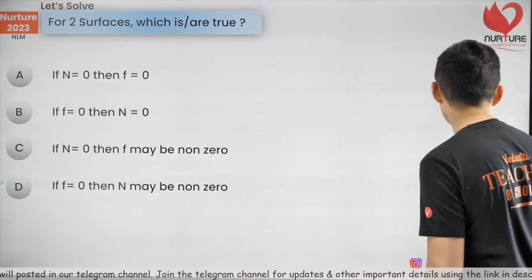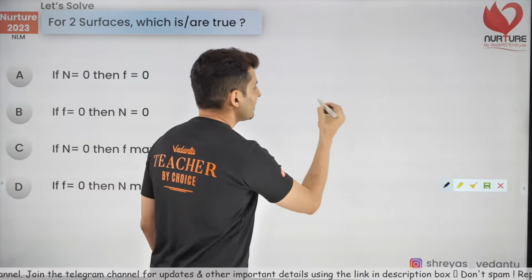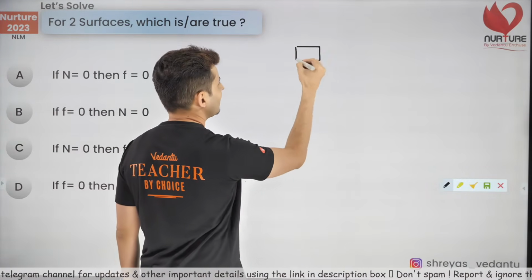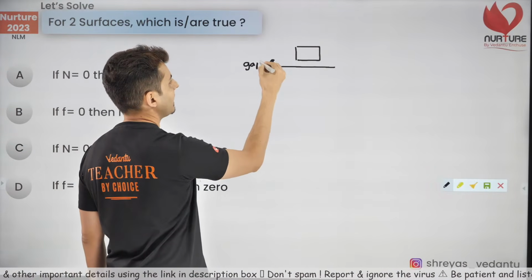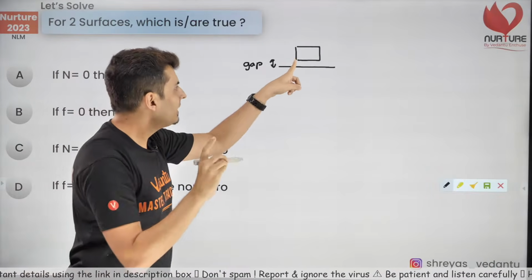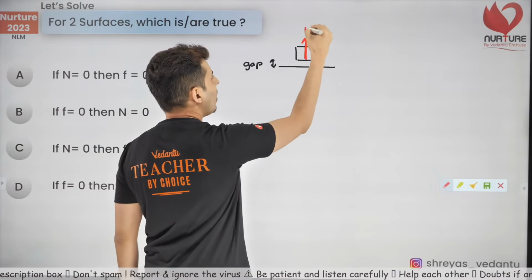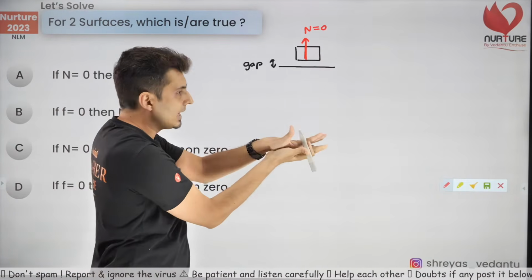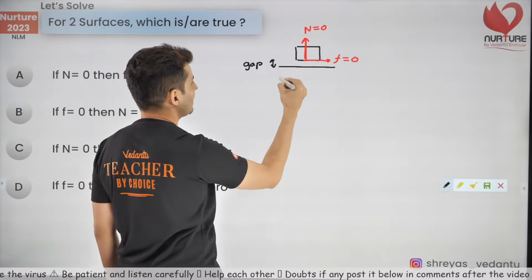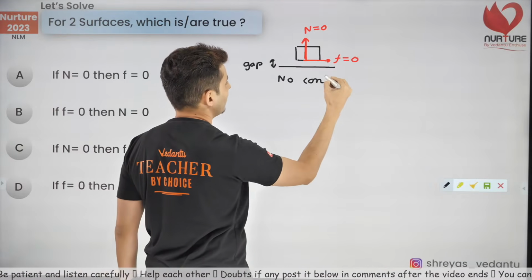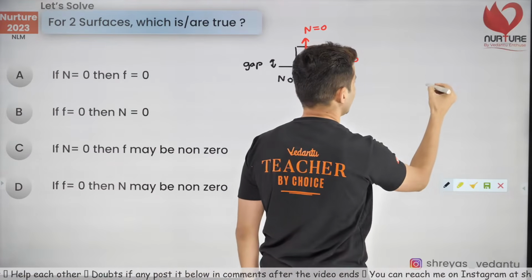Okay, now I'll tell you what. Let's take situation by situation. See, first of all, imagine there is a block and it is in air. Let's say there is a gap. Then, if there is a gap, what do you think the normal force will be? Obviously, normal will be 0. There is no contact. And even the frictional force will be 0, because if there is a gap, then there is no contact. Make sense?